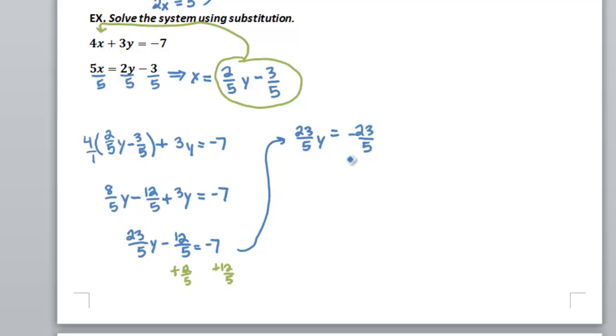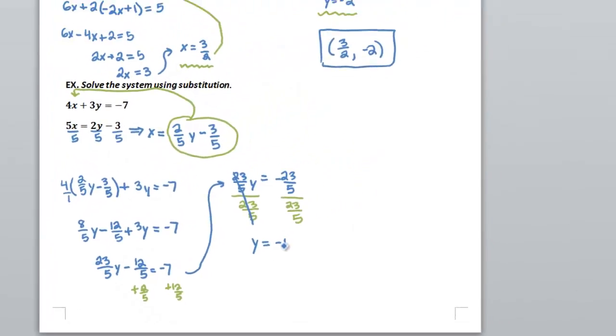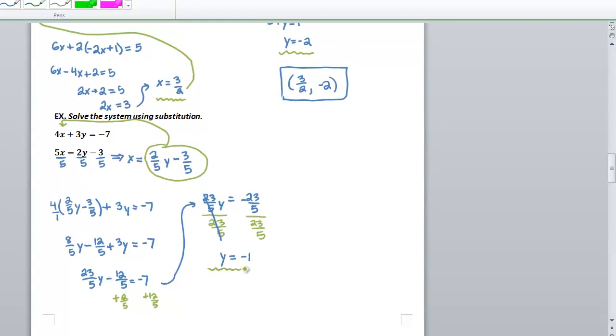And lastly, to get y by itself, we need to divide both sides by this fraction, 23 over 5. On the left-hand side, the two fractions cancel. Anything over itself is 1. So we're left with just y. On the right-hand side, you can do this in your calculator, or you can notice that negative 23 over 5 divided by positive 23 over 5 will give you a negative 1. And there's our value for y.